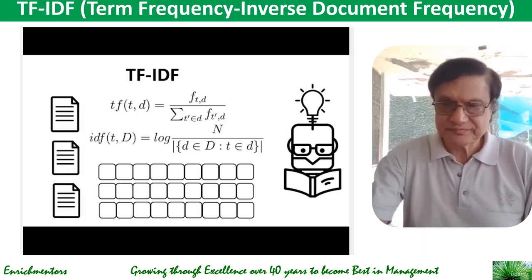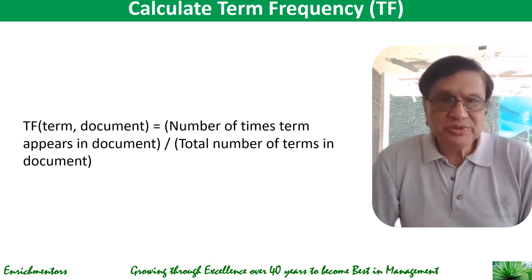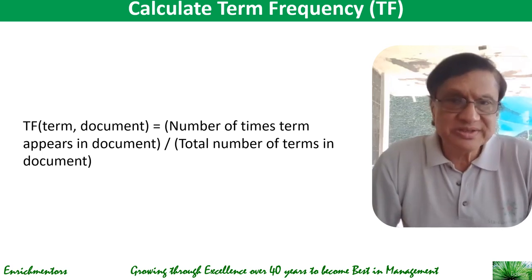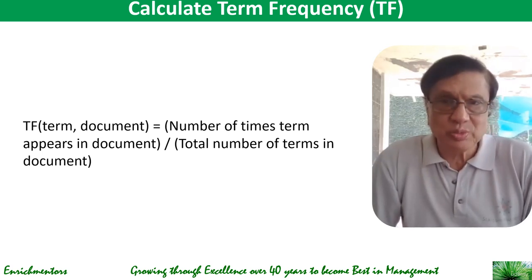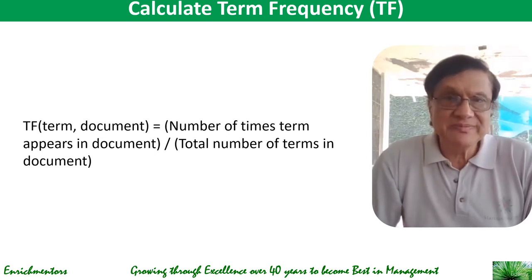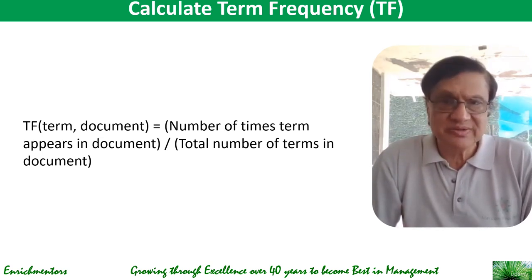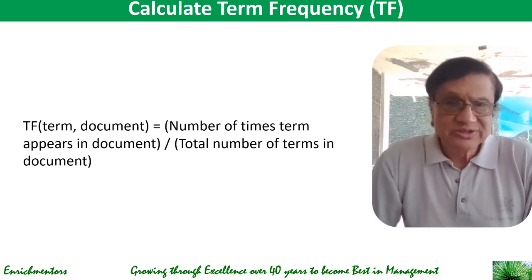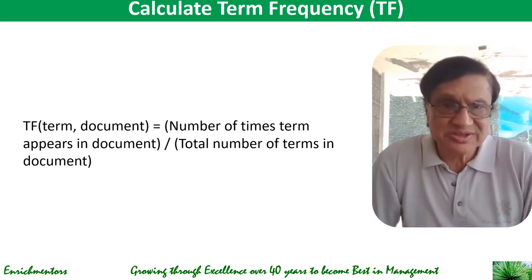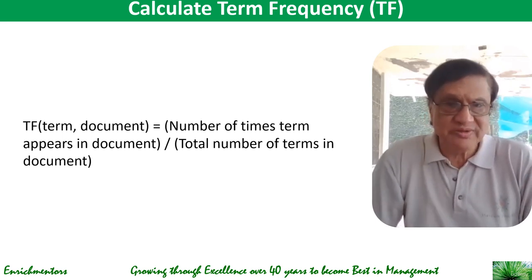So let's take a look at how TF-IDF is used for extracting features from text data. First thing you do is calculate term frequency. Term frequency measures the frequency of a term or a word within a document. It is calculated as the number of times a term appears in the document divided by the total number of terms in the document, right? The term frequency is typically normalized to prevent biases towards large documents, and you can see the formula for TF in front of you, right?